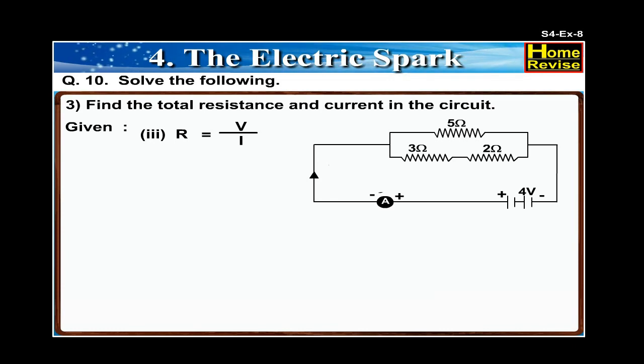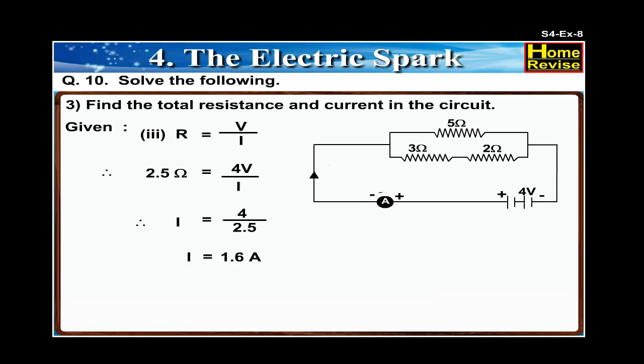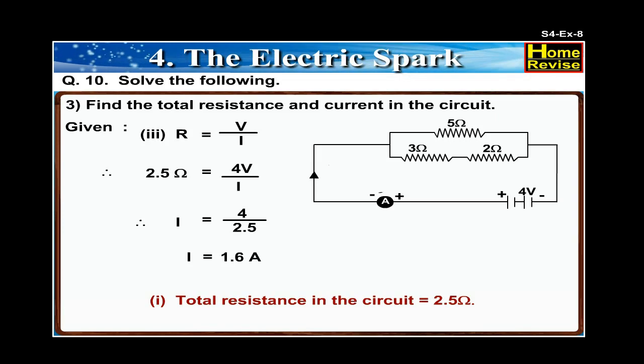Third, R is equal to V upon I. 2.5 ohms is equal to 4 V upon I. Therefore, I is equal to 4 upon 2.5. I is equal to 1.6 amperes. So the answer is the total resistance is 2.5 ohms and total current in the circuit is 1.6 amperes.